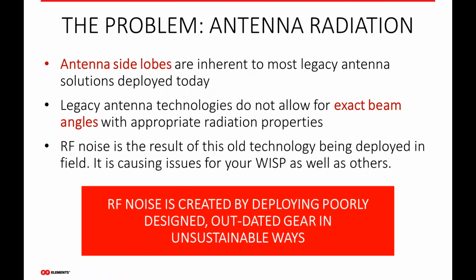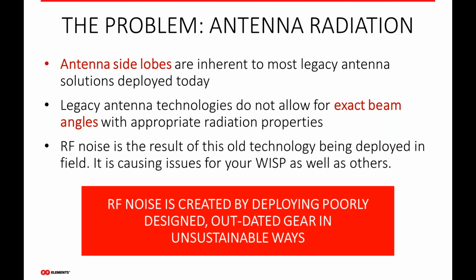And really the problem with the spectrum that we have boils down mainly to antenna radiation, right? So antennas with side lobes are inherent with most legacy solutions that are deployed today. If we look at our traditional patch array sectors, these antennas have inherent side lobes. It's something that's very hard to get away from because it's part of the physics of how that antenna is manufactured, and therefore side lobes are a product of that technology that, in some cases, you might be able to influence some, but you'd never really get rid of the side lobes.